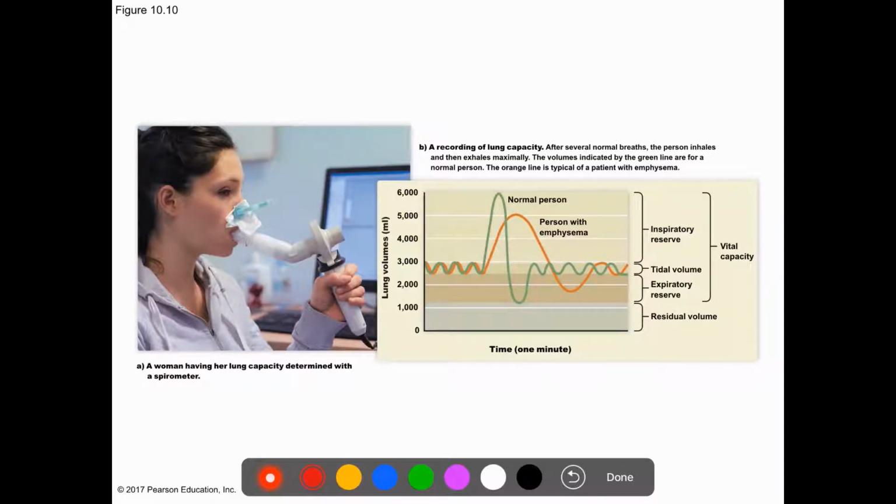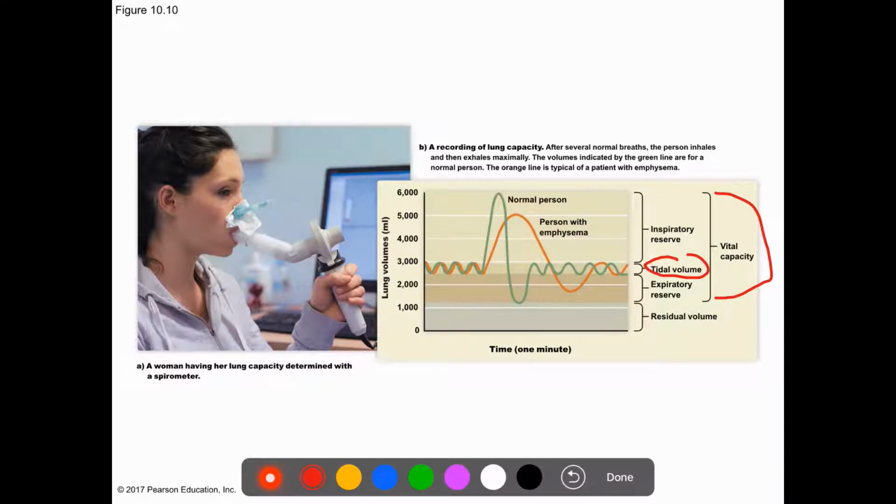Now, the tidal volume, this is the first one. Tidal volume is the volume of air inhaled and exhaled in a single breath under normal conditions. Then we have the vital capacity, which is the maximum volume that can be exhaled after maximum inhalation. So if you take a deep breath, that would be your vital capacity.